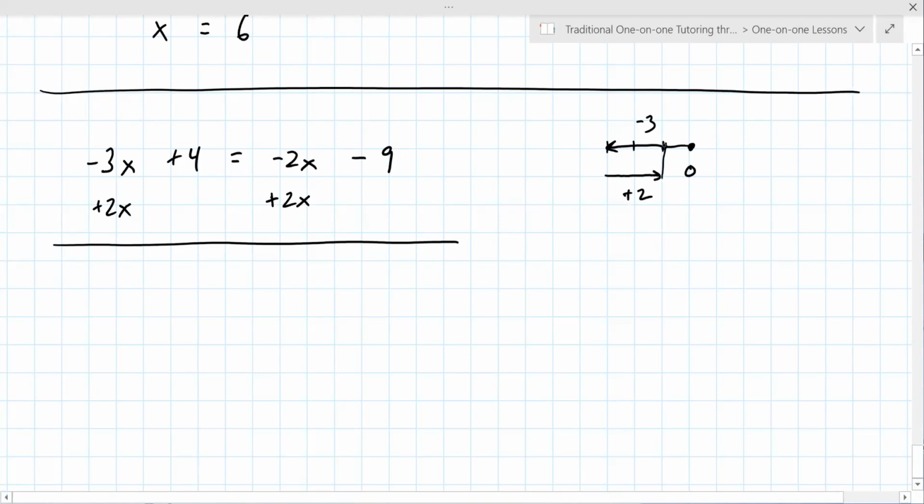Where are you? I think you're at -1. Yeah, -1x. Okay, good. Now you've got this back to something you should know how to do. You've got this addition by 4. How do you undo addition by 4?